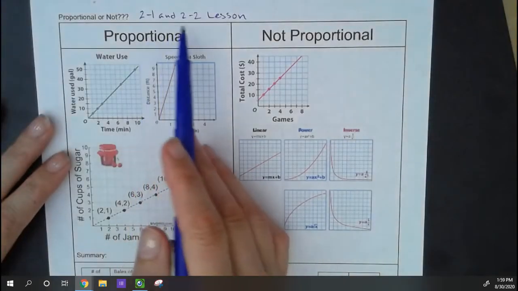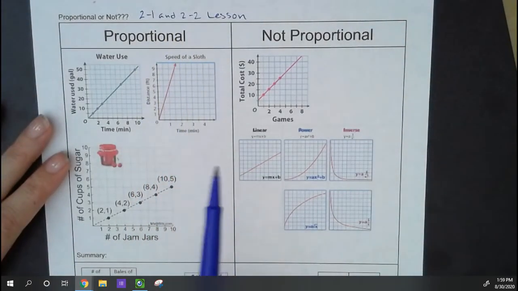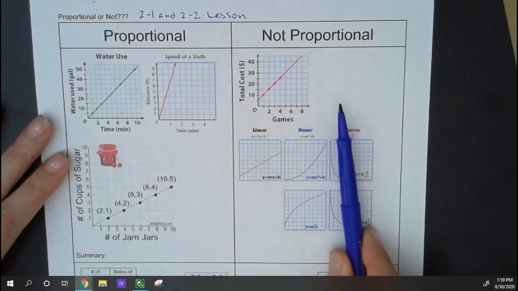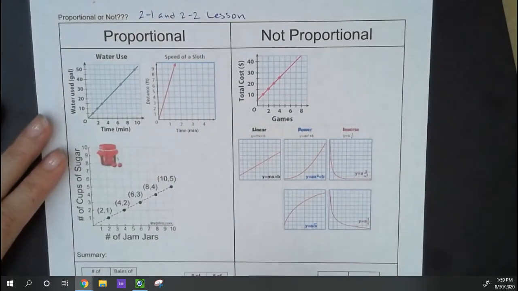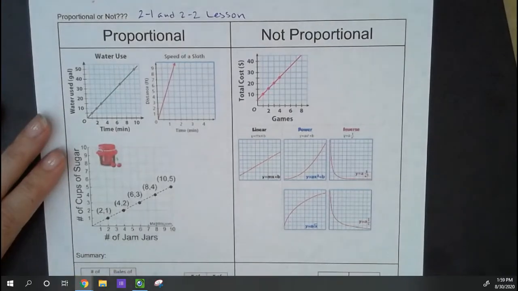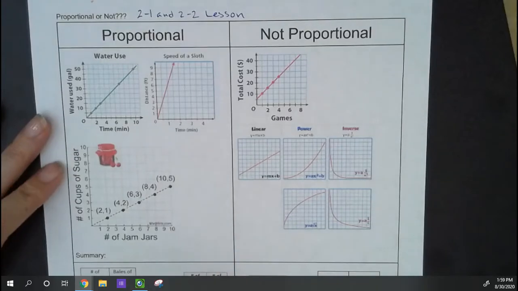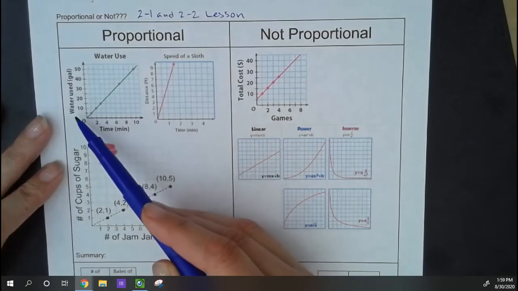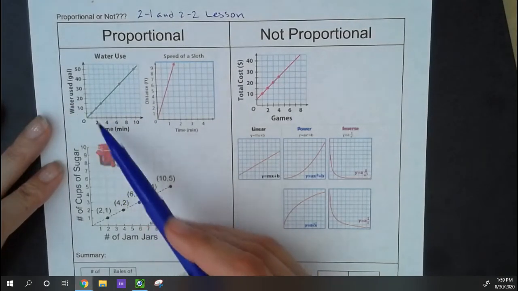Lesson 2-1 and 2-2, looking at relationships and figuring out if they're proportional or not. We've been looking at proportions lately, and we've seen that proportions have a constant. There are two equal ratios, and if ratios are equal, it means they have a constant rate of change. So these are proportional. You'll see there's a constant steady amount of water used over time.